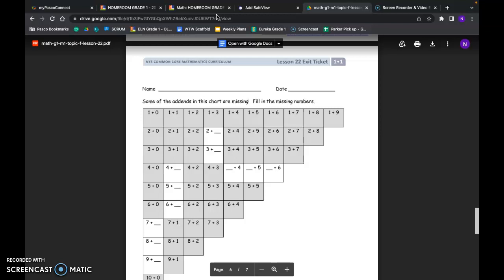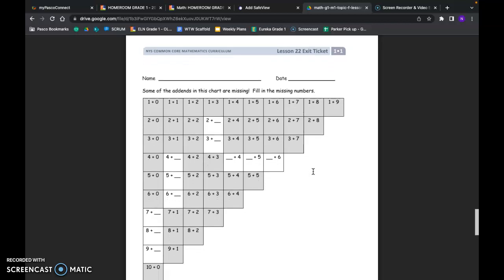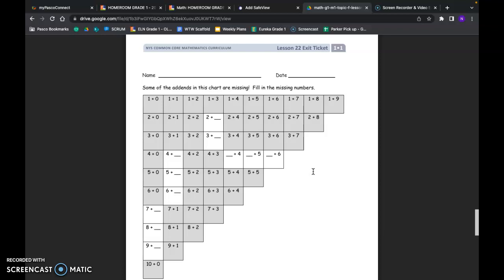So in your learning video, you should have learned all about the addition chart. Remember, the addition chart shows patterns in number sentences. Remember, a pattern is something that's repeated over and over again. So this should look very familiar because you just saw it in your learning video.